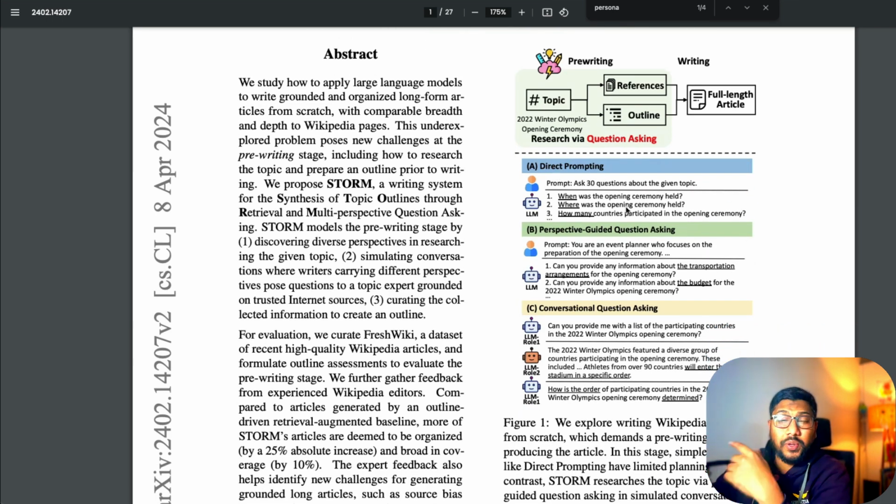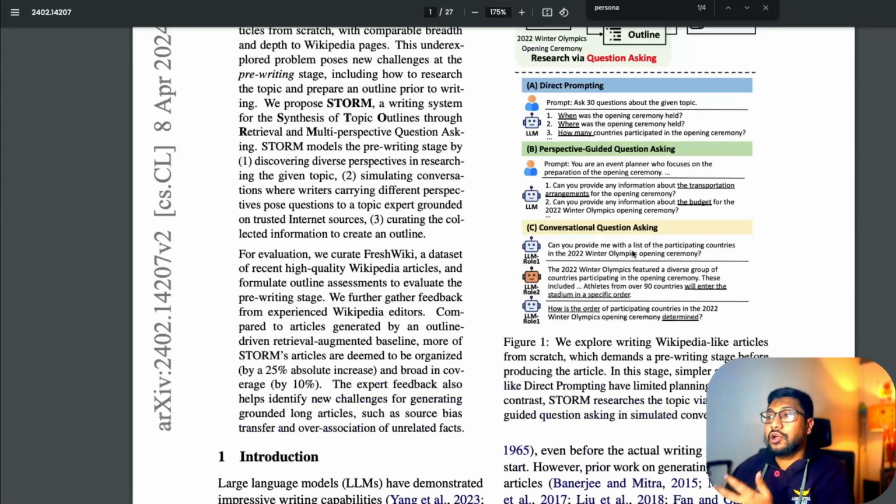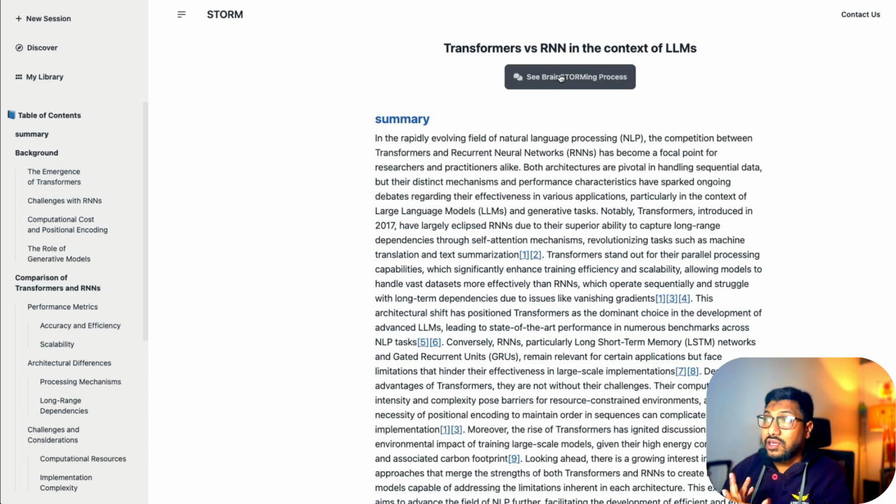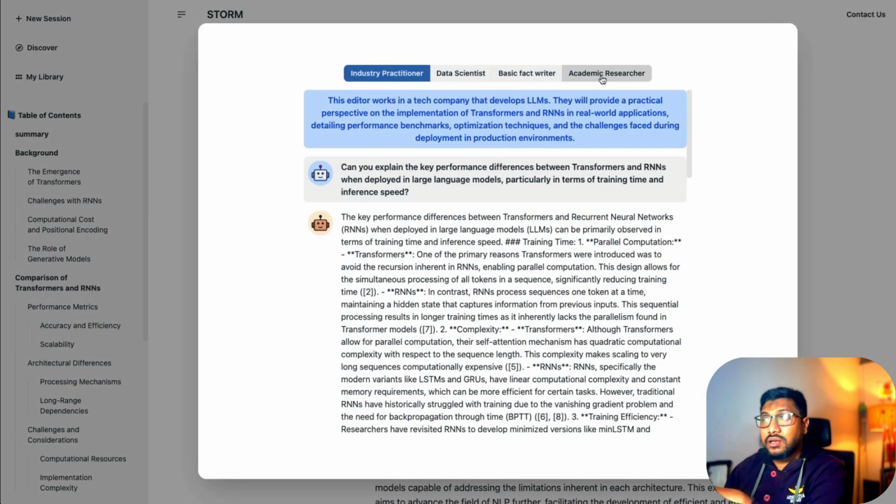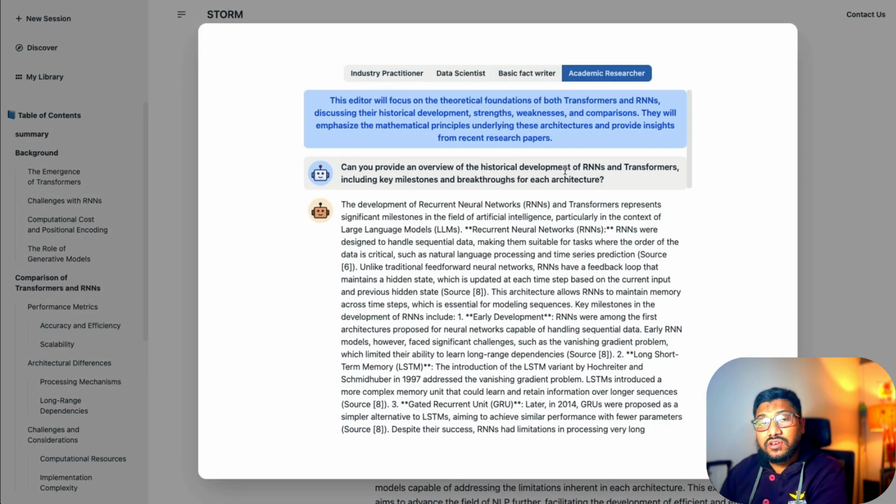So there are like three things: direct prompting, so there are going to be different questions asked. Then there's perspective guided question asking. This is where the personas matter. And then there is conversational question asking. So you go to, for example, a microbiologist, ask a question, come back. In this case, there is an academic researcher. There's a question asked to an academic researcher, what they answer, get back, what they do. This is very similar to what market research companies do with focus groups.